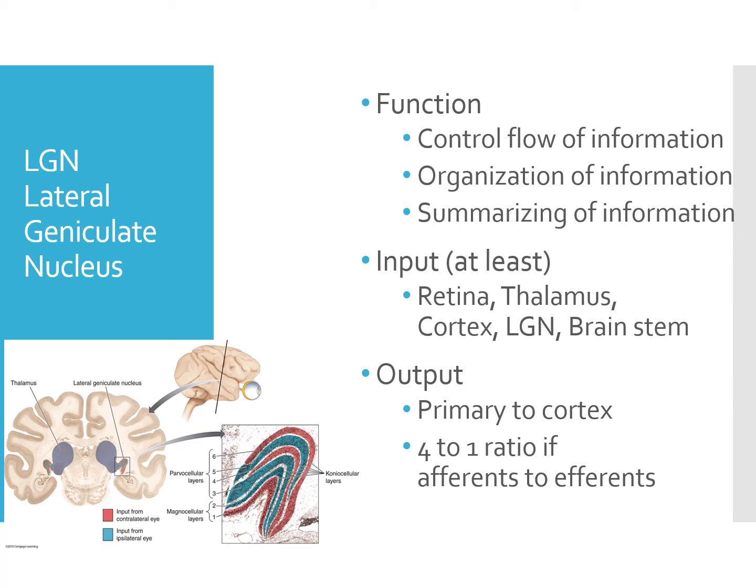And then that little square is magnified so that we can see the 6 stacked layers that are receiving input, with different layers receiving input from different eyes. So layers 1, 4, and 6 are receiving input from the contralateral eye, and layers 2, 3, and 5 are receiving input from the ipsilateral eye.